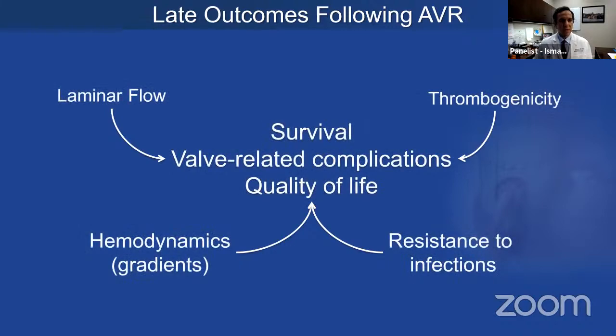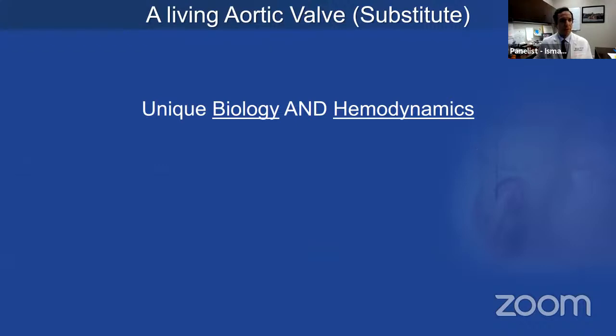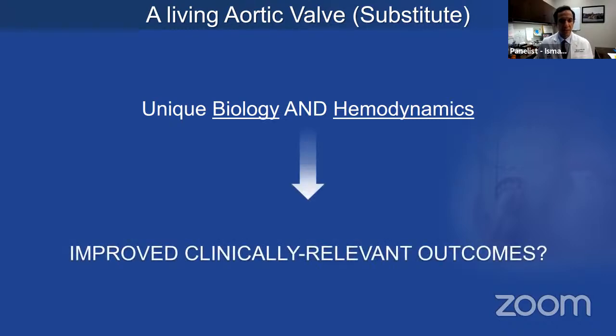And when we look at late outcomes after aortic valve replacement, all of these features, the type of flow, the presence of mismatch, the need for anticoagulation, the likelihood of having valve-related complications such as endocarditis, all of this is what determines clinically relevant outcomes such as survival, valve-related complications, or even quality of life. And so the proposition is that having a living aortic valve or a living aortic valve substitute in the aortic position with unique biological and hemodynamic features would translate into improved clinically relevant outcomes.